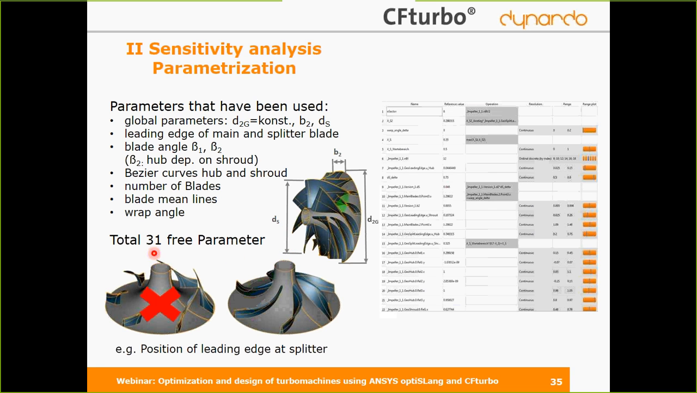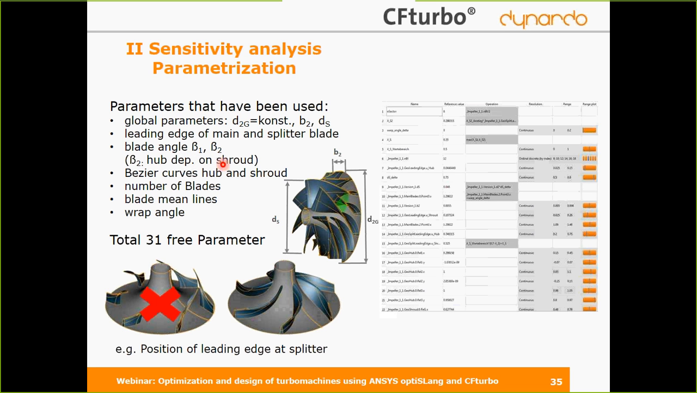And this is a good example to explain that you can put all the knowledge that you have from your system into the parameterization. So you know that to change the position of the leading edge of the splitter blade on hub and shroud independently would not make sense, because designs like these could happen. So you can make dependent parameters. And this is in order to get designs like this, that always make sense. And this has been done, for example, for the blade angles as well, beta 1 and beta 2.